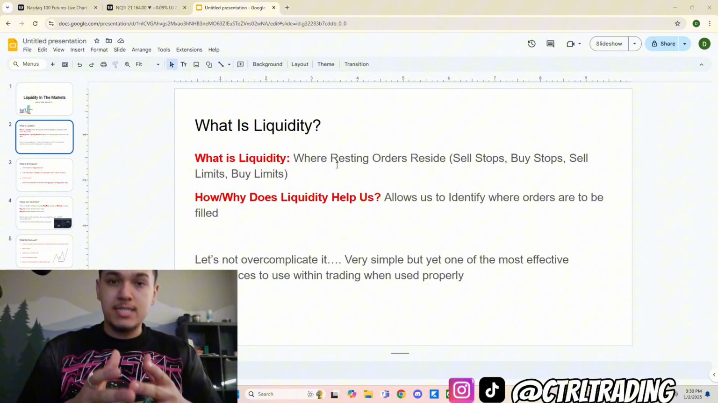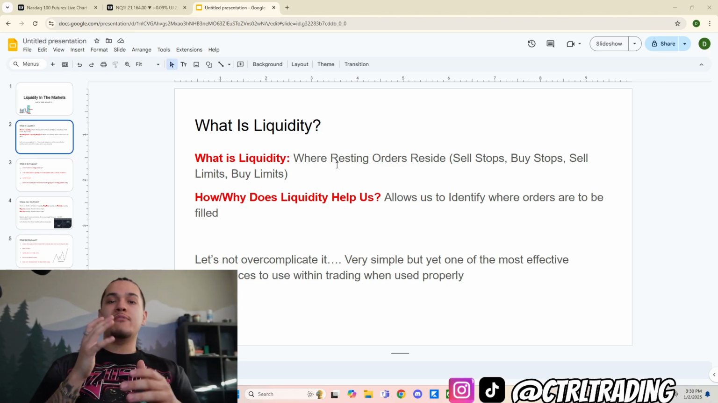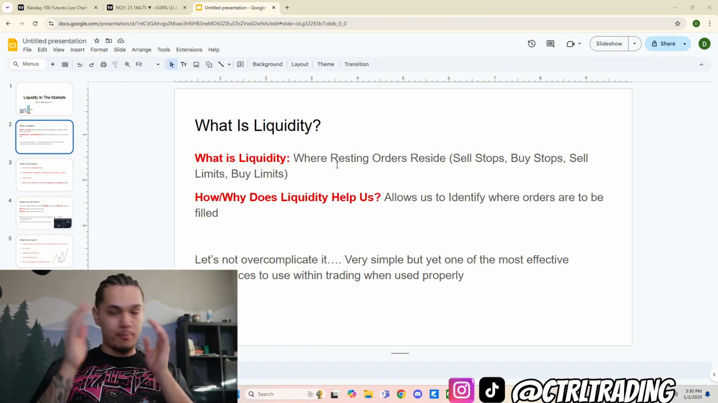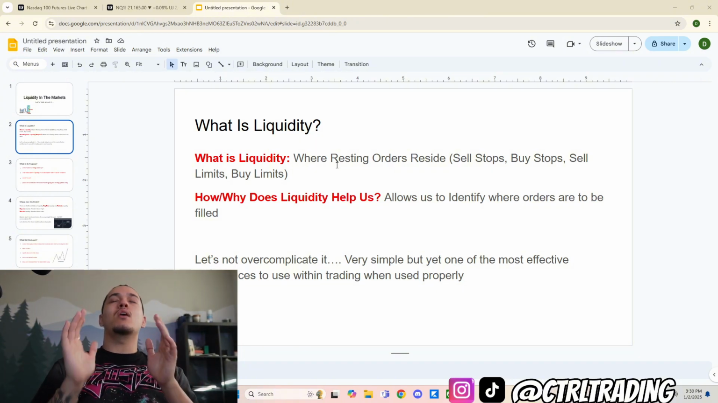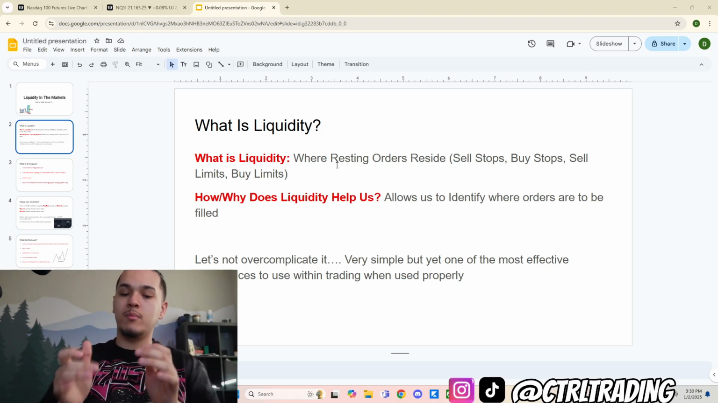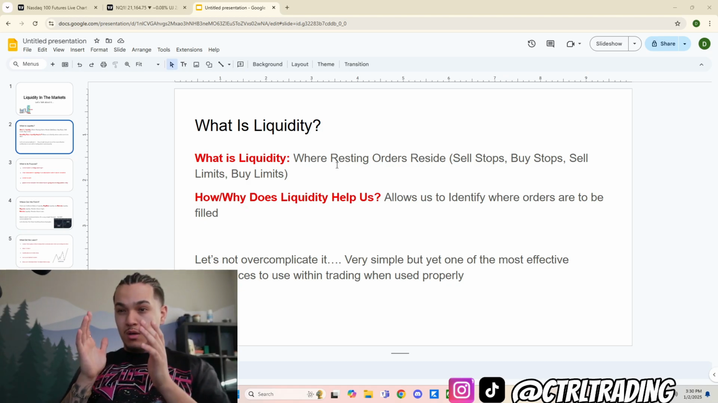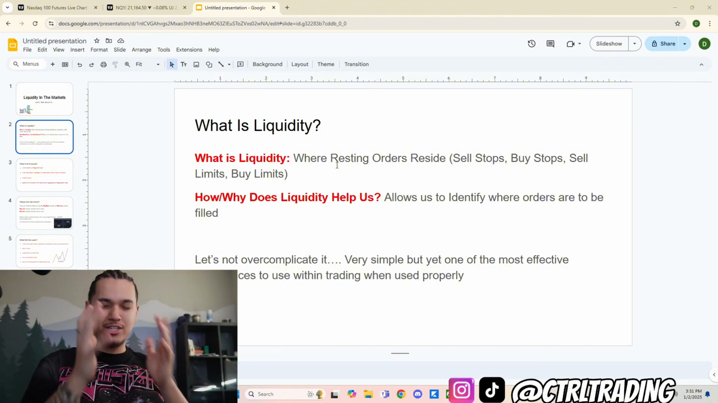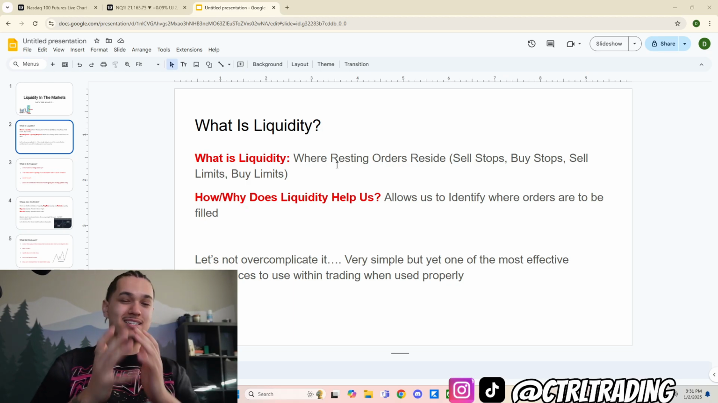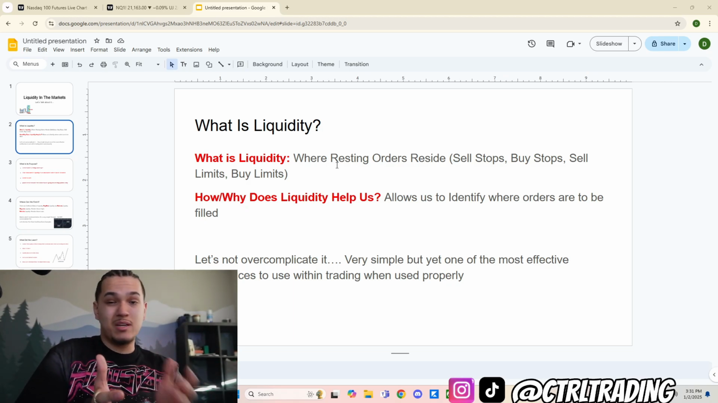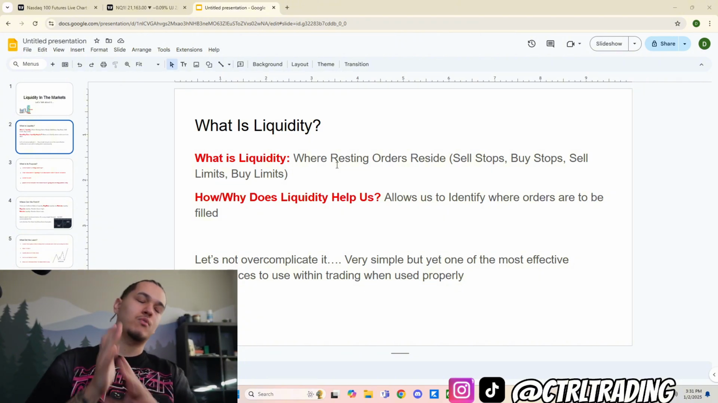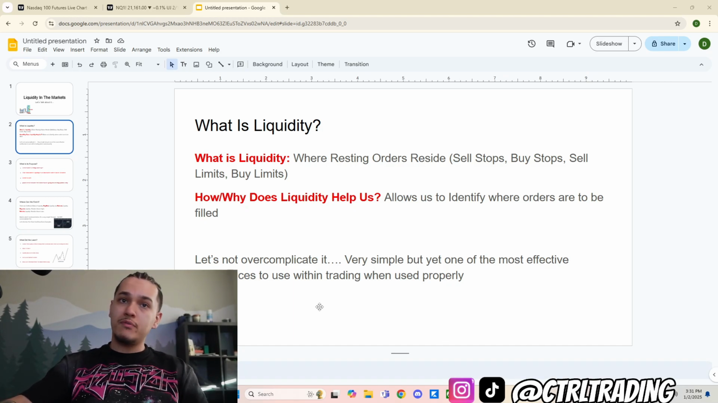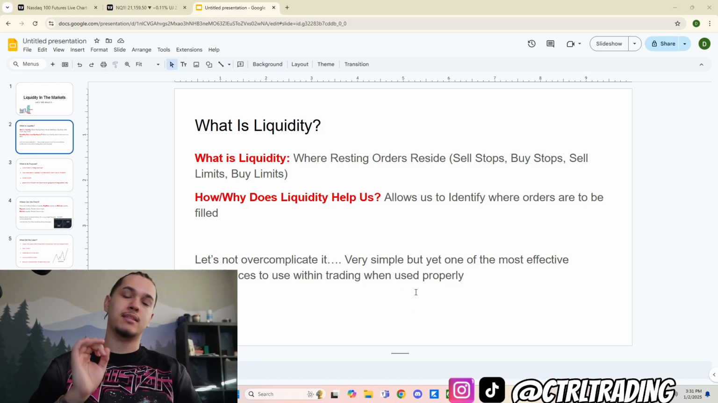And I want to tell you guys, let's not overcomplicate this. I feel like when it comes to trading, a lot of people try to overcomplicate everything and make you think that trading is impossible. I promise you that is not the case here. Liquidity has to be one of the simplest things when it comes to chart work, chart analysis, technicals, everything like that, but probably one of the most efficient and best things to use in your strategy. It's very simple, yet so very effective. It's one of the most effective confluences to use within trading when used properly. That's the thing. You've got to use it properly.